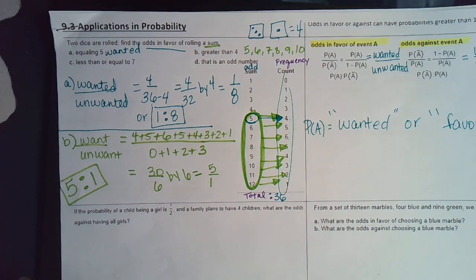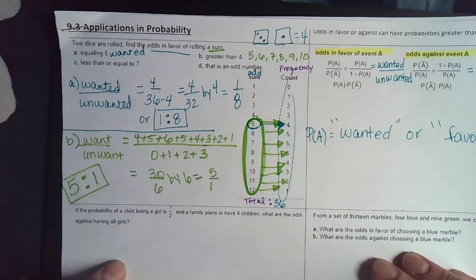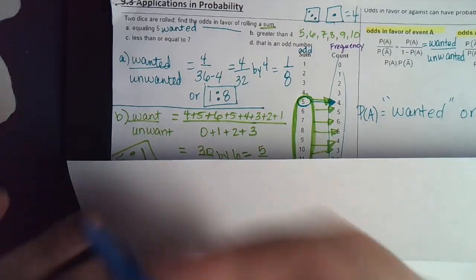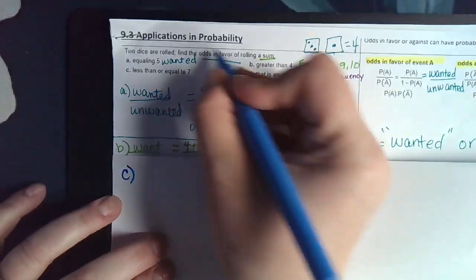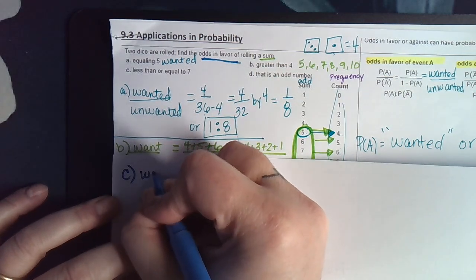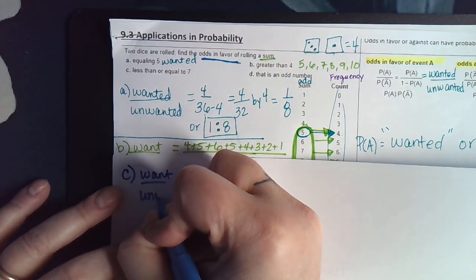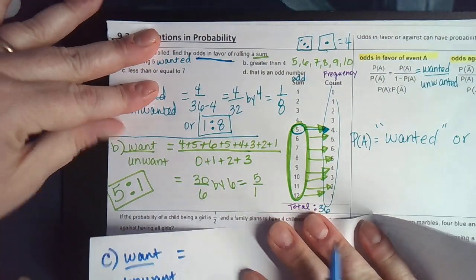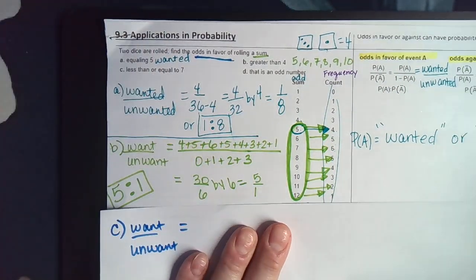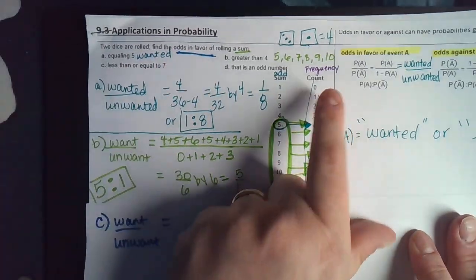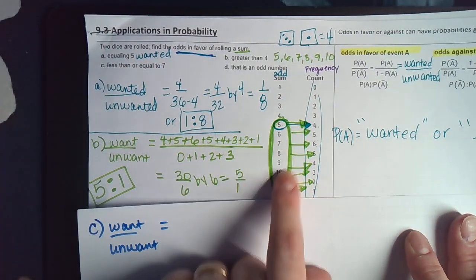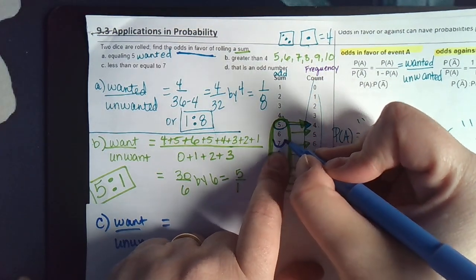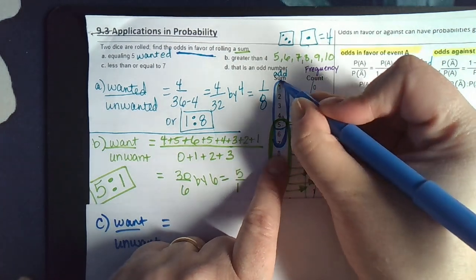Yay! Okay, let's look at this less than or equal to 7. So let's do part C, less than or equal to 7. We're still doing the odds in favor, so we still do the wanted over the unwanted. Okay, let's find the portion that has sums less than or equal to 7. So here's my sums column on the left. 7 is right here. And this time, it's less than or equal to 7, so anything below it.